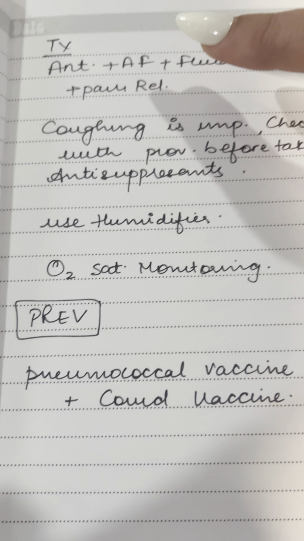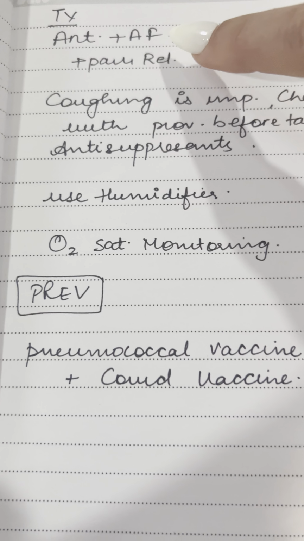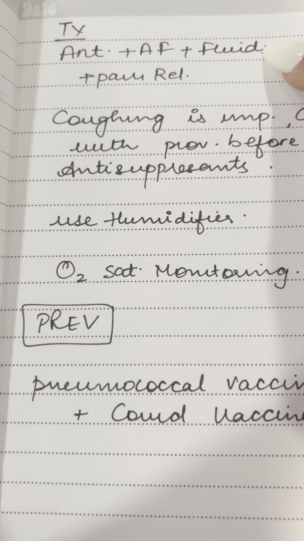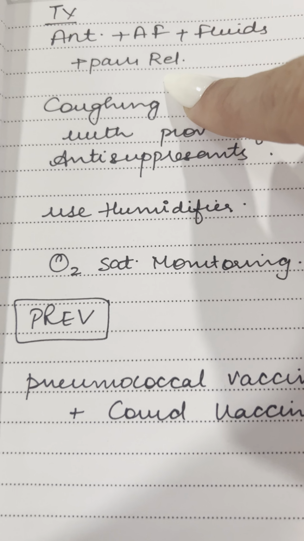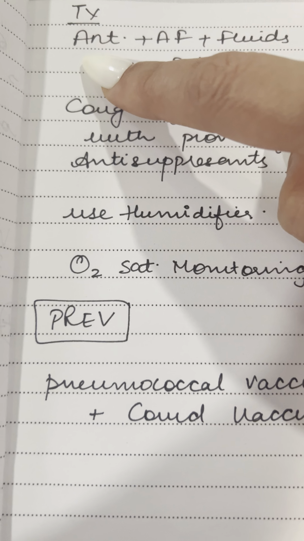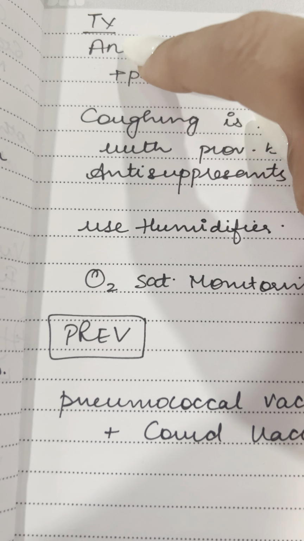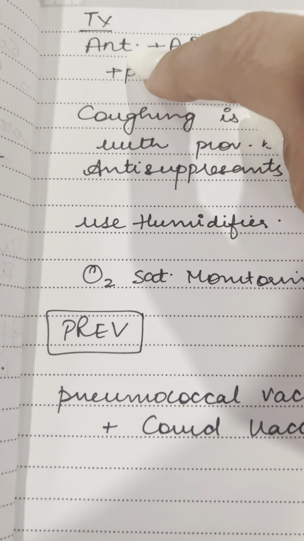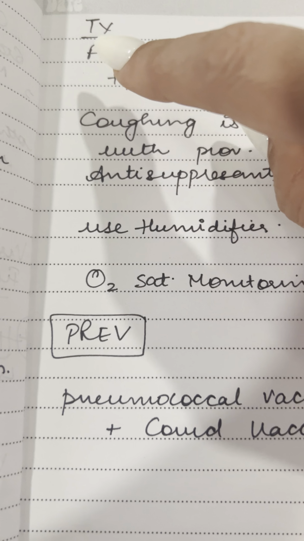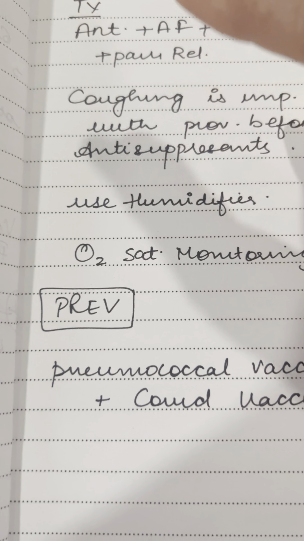So next comes the treatment. They're treated with antibiotics, they could be treated with antifungal, depending on what kind of pneumonia it is. Fluids, pain relievers. Antibiotics, you would see mostly they would be receiving Zosyn in the hospitals. It depends on the hospital policy, but I have seen they're treated with Zosyn. That's a broad spectrum. It covers most of the organisms.